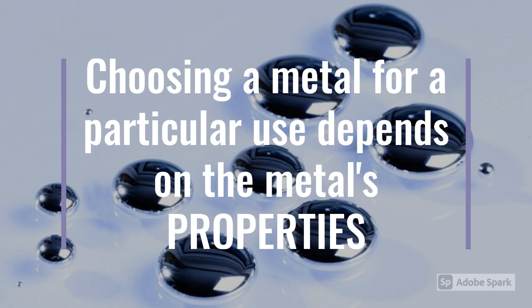There would be no point making a frying pan out of something with a low melting point, like the metal mercury. The pan would melt when you put it on the hob.